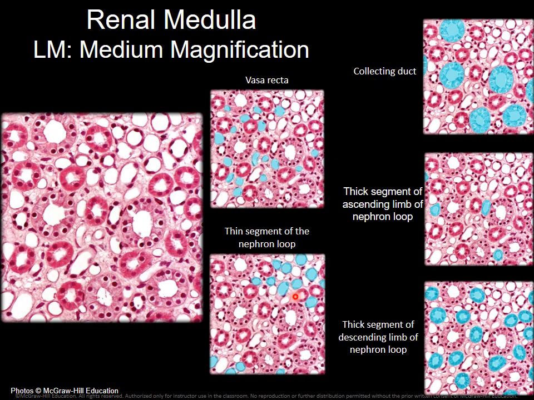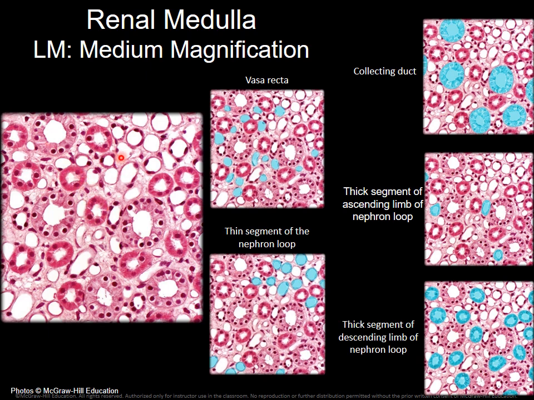Here we see versions of the loops of Henle diving down into the medulla. So this is not taken from the cortex like the previous slides, where this is the medulla. Much of what you see here are thin-walled capillaries, the vasa recta. The thinner walls here are the thin segments of the nephron loop, and then the thick segments of the nephron loop are these more cuboidal tubes.